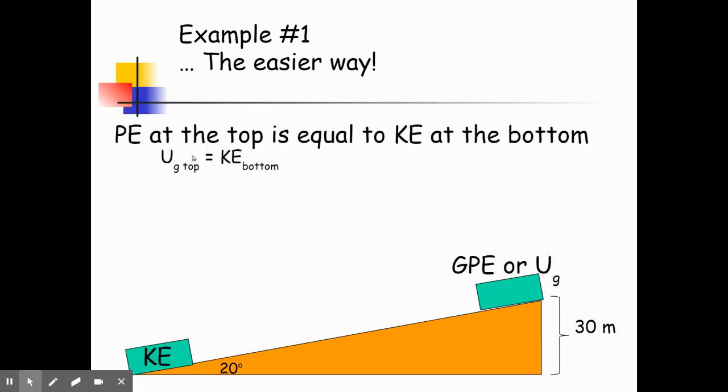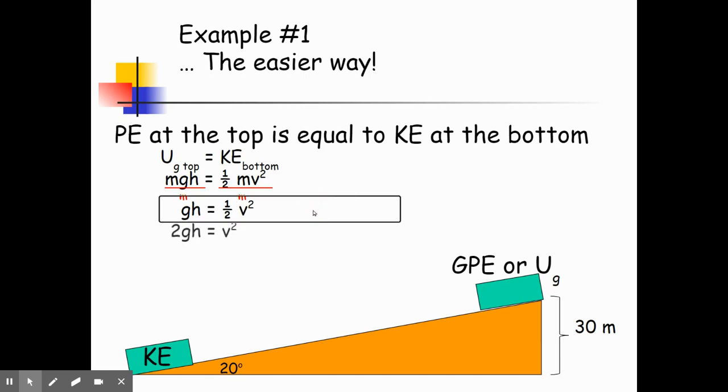All right, so my gravitational potential energy at the top is going to be equal to my kinetic energy at the bottom. So gravitational potential energy is mgh, and kinetic energy is 1/2 times my mass times my velocity squared. And then I'm going to divide both sides by m because they all have m. And I get gh is equal to 1/2 v squared. And then the next thing I want to do is move that 1/2 to the other side, so I can multiply both sides by 2.